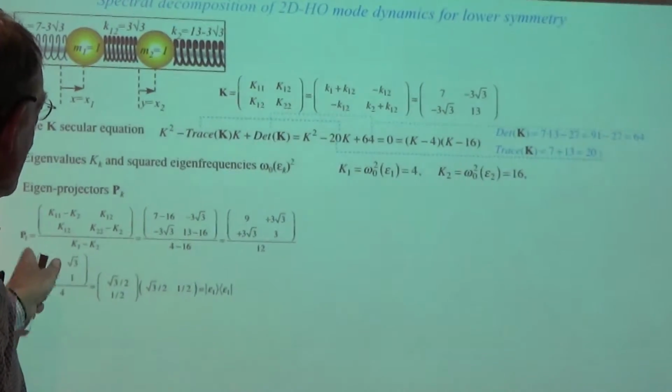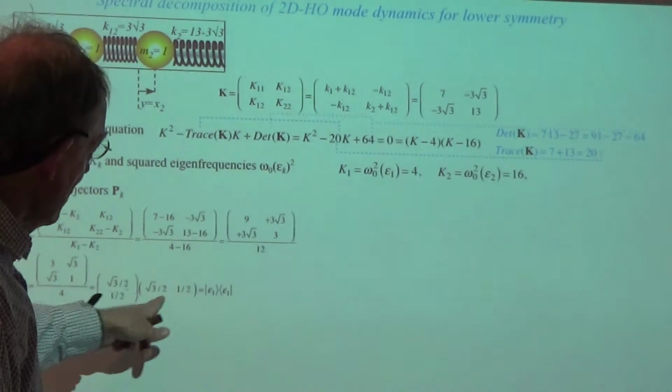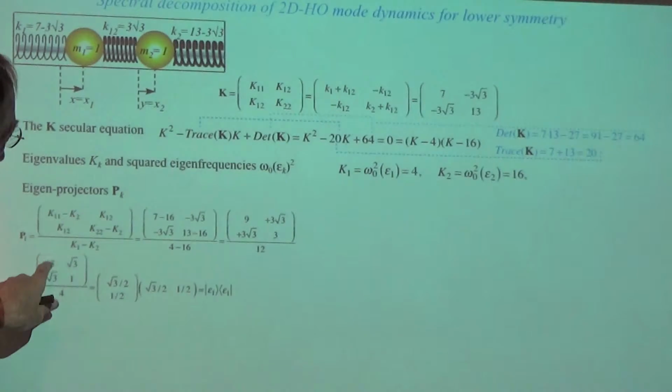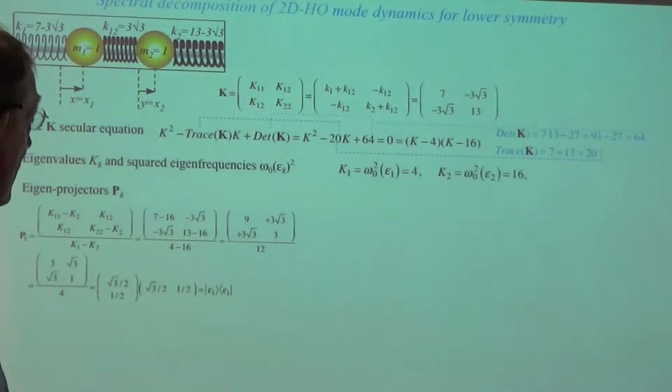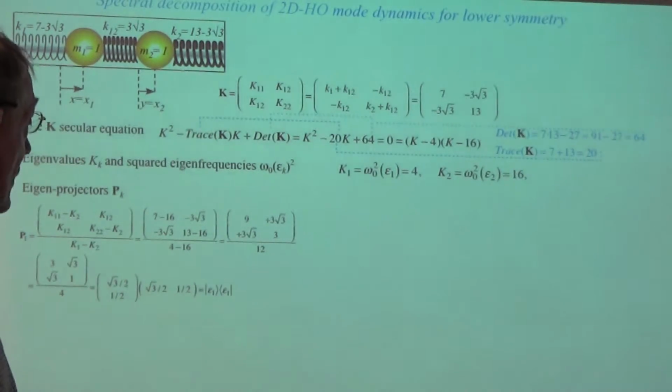Anyway, here's the first projector, which comes out to be that. There's the factoring, and factoring is very easy because you know that 3/4 square root is the thing. Square root of 3/2 is the thing that you need to pull out of it.